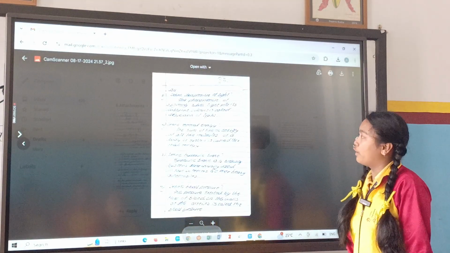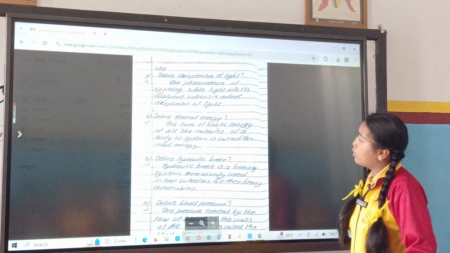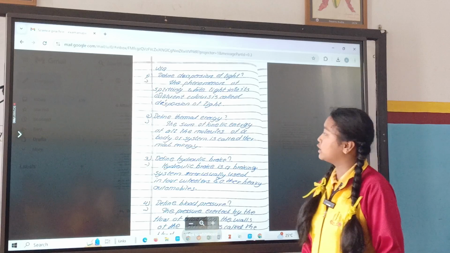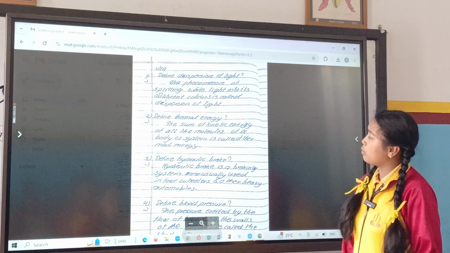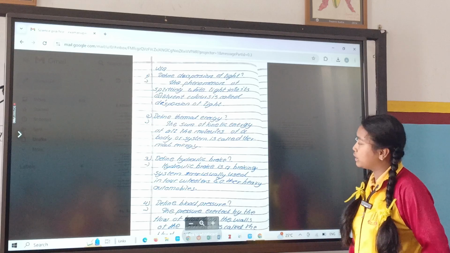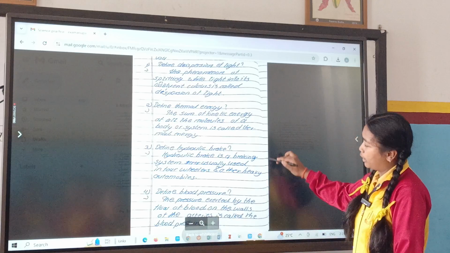Define dispersion of light. The phenomenon of splitting white light into its constituent colors is called dispersion of light. Define thermal energy. The sum of kinetic energy of all the molecules of a body or system is called thermal energy. Define hydraulic brake.